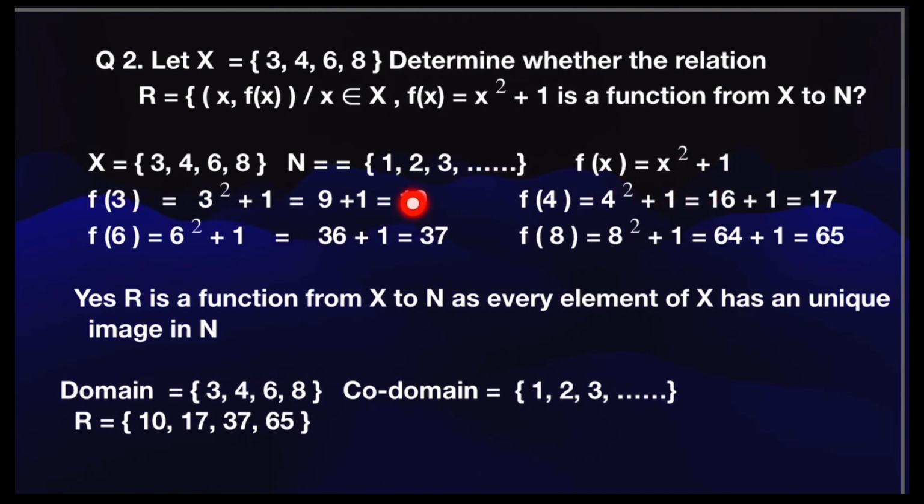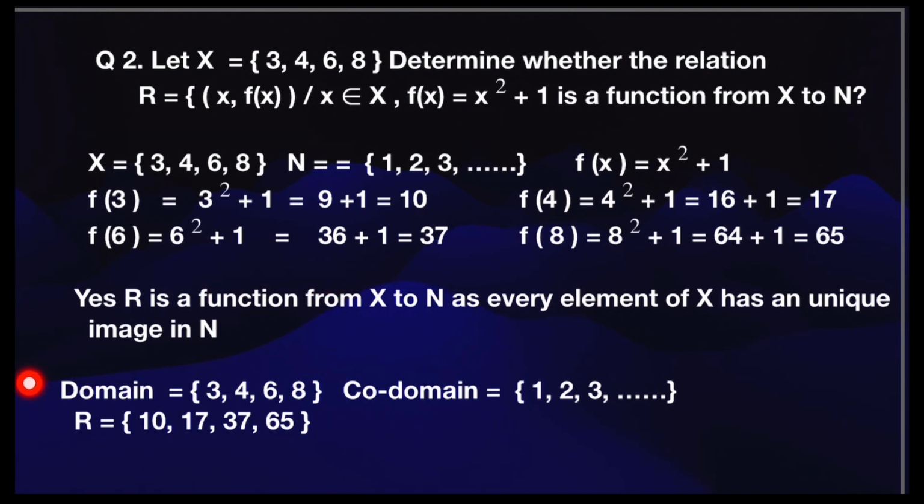Okay, so now let us look at this set X. There are 4 elements in it. Let us put the first element. So f(3) = 3 square plus 1 is 9 plus 1, 10. Put f(4). 4 square plus 1 is 16 plus 1, 17. Similarly f(6) is 37. f(8) is 65. So all these elements of X have a unique element in Y, and all these numbers belong to the set of natural numbers: 10, 17, 37, 65.